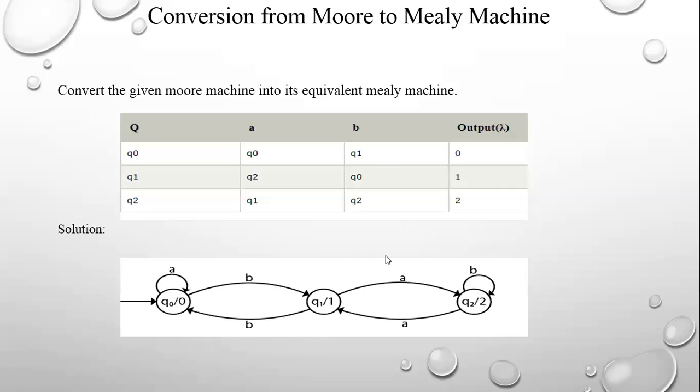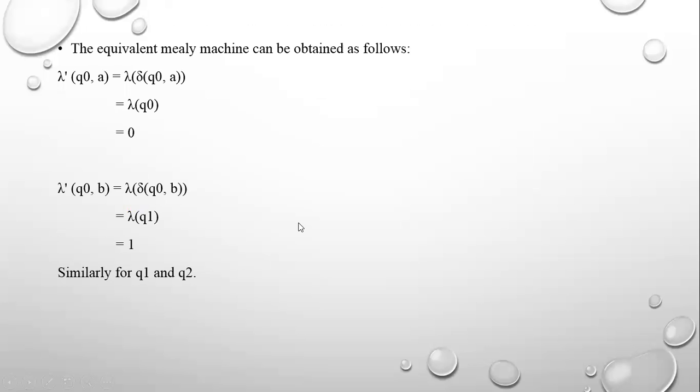So Q0 is the state, with input A it reaches Q0, and the output is 0. See here, this is the conversion. The equivalent Mealy machine can be obtained as follows. This is called the output function lambda dash. So delta of Q0, A reaches Q0, and the output is 0. Again, delta of Q0, B reaches Q1, and the output is 1. Similarly, we construct the rest of the states, Q1 as well as Q2.